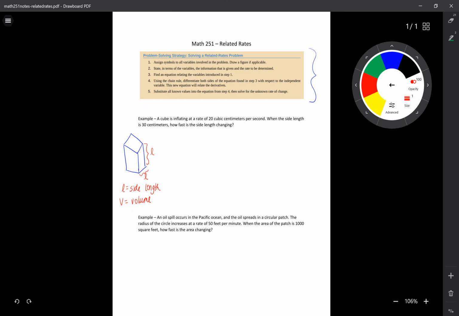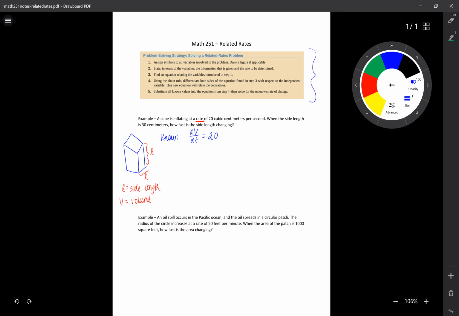So in the first sentence here, we have the cube is inflating at a rate of 20 cubic centimeters per second. That means the volume is changing at a rate of 20 cubic centimeters per second. Now, whenever you hear the word changing or rate in these problems, that should be a giveaway that that is a derivative. So our volume is changing at a rate of, that means that this is the derivative of the volume, 20 cubic centimeters. So this is the information that we know.